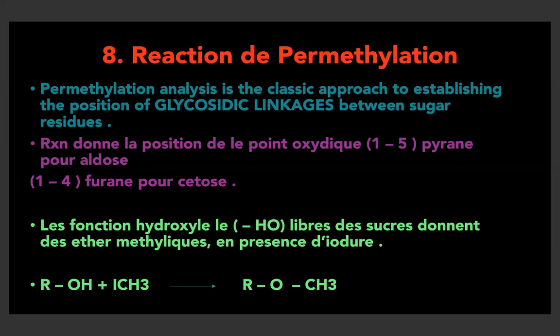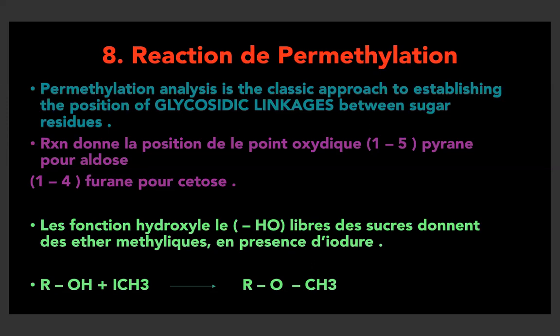Now, the Haworth representation shows us the orientation of carbon number 1 and carbon number 5 of the glucose molecule. So if there is an interaction between carbon number 4 and carbon number 1, then we are going to have a pyranose formed there.